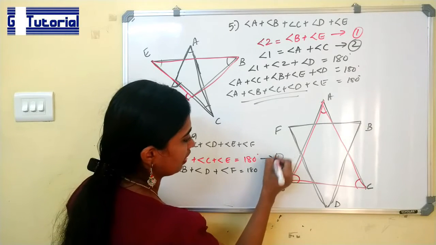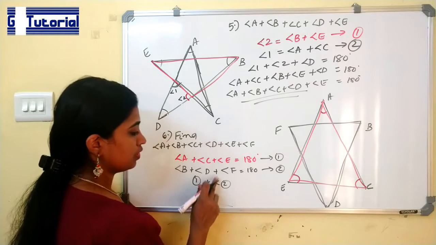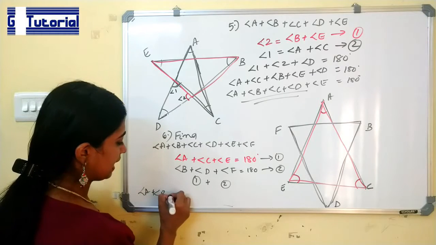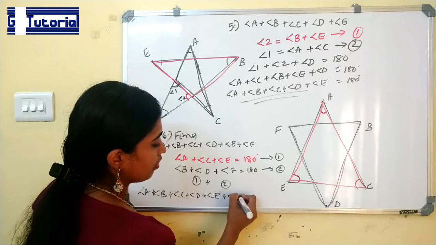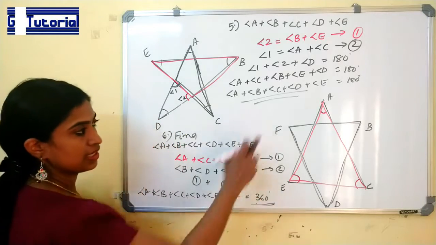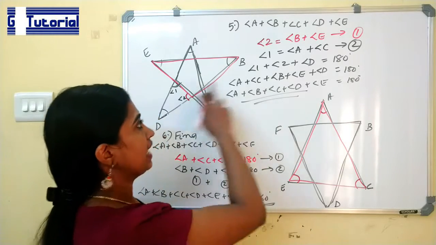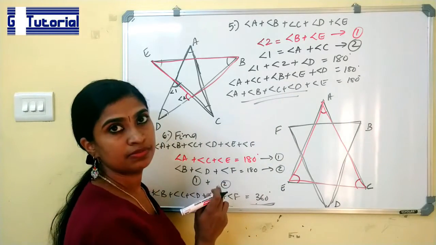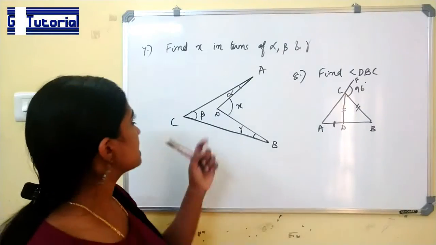Let this be equation 1 and this be equation 2. Equation 1 plus equation 2 will give angle A plus angle B plus angle C plus angle D plus angle E plus angle F, which is 180 plus 180, that is 360 degree. So in this case, the sum of all angles is 360 degree, and in the above case, the sum of angles is 180 degree. Okay, now we can move on to the next question. This is the next question.